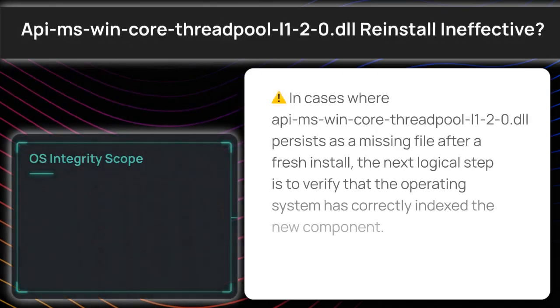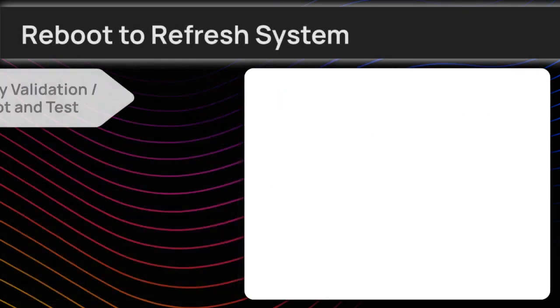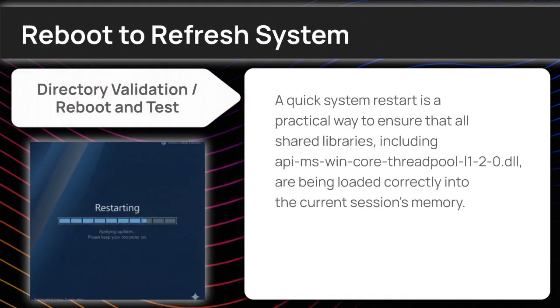If a standard reinstallation doesn't restore the library, we need to verify if the system environment is properly recognizing the new components. A simple restart can resolve file-in-use errors that mimic a missing Core Threadpool Manager message. It's a low-effort step that ensures your operating system starts with a clean execution stack.